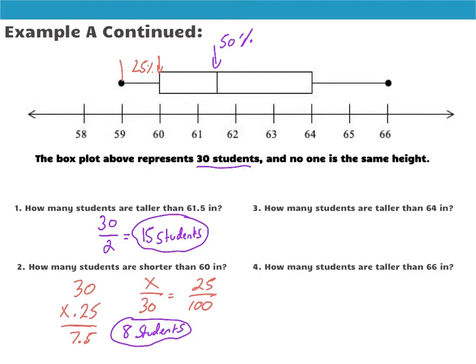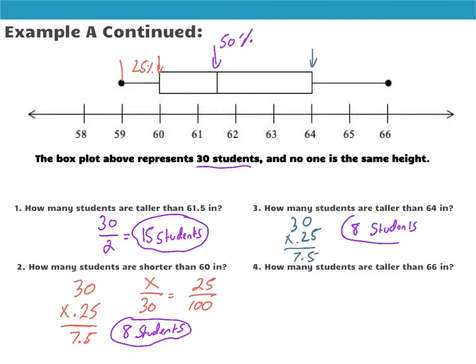Number 3 says, how many students are taller than 64 inches? Again, our 64 is the upper quartile here, and we know that we can find this two ways. As we talked about, we're looking for 25% of the data. So 25% times 30, so 30 times 0.25, or again, we can make a proportion, but it's going to be the same as the other one, 7.5. And we know that we have to round up because again, we can't have half a student. That's not how that works. So we're going to have 8 students again in this case.